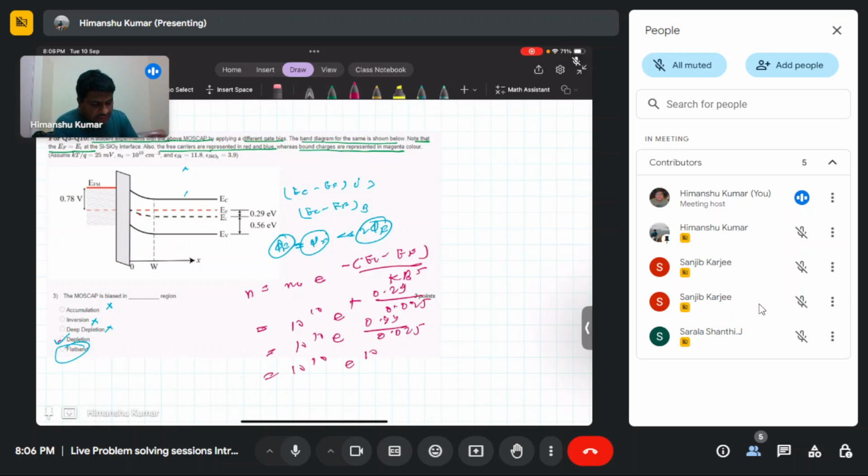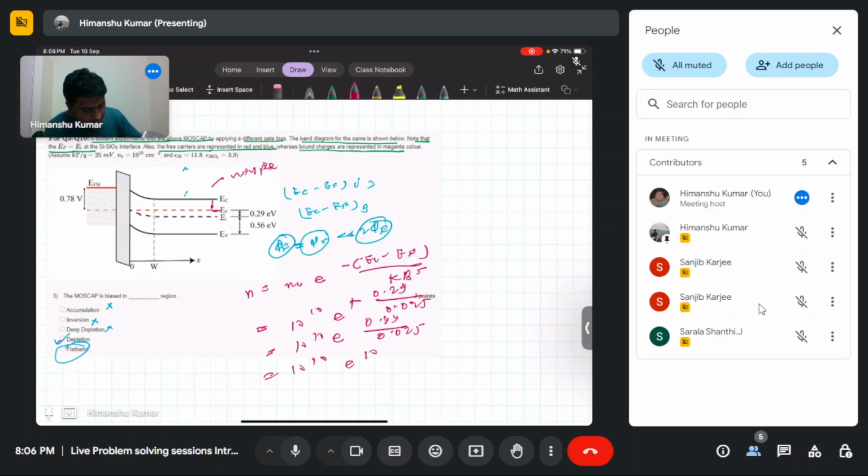So see, in the bulk, this EF is closer to the conduction band, and EF is above the intrinsic level EI. That means if EF is closer to the conduction band, then this is an N-type substrate, right? So this is an N-type substrate. Now we know what the bulk substrate is.